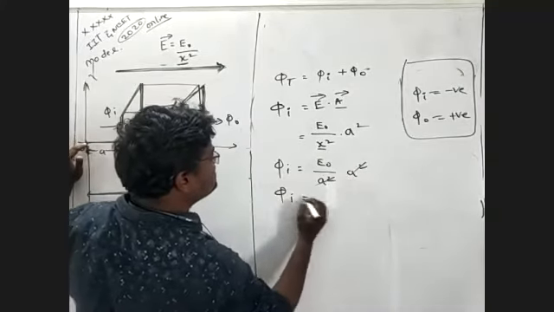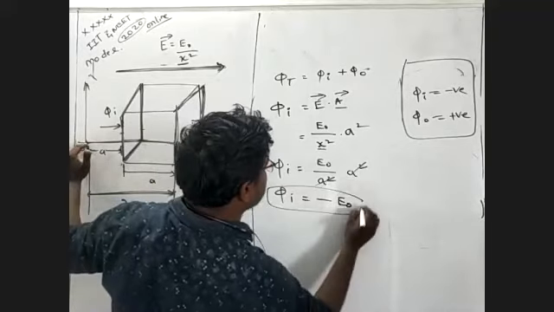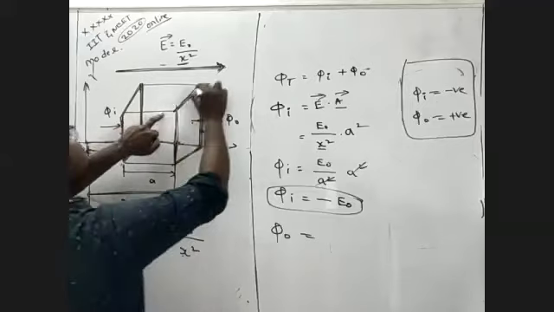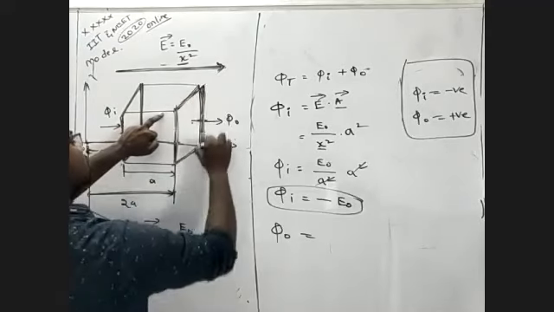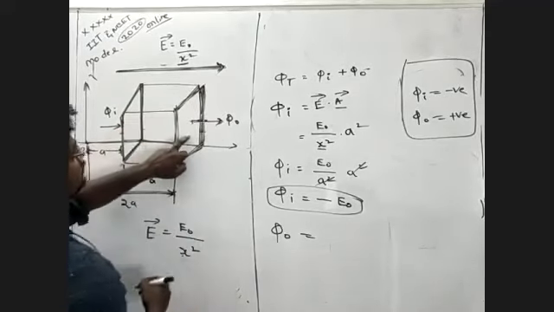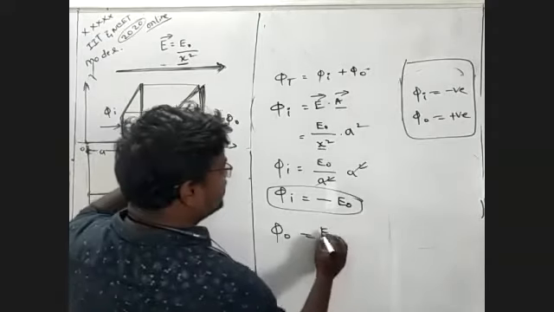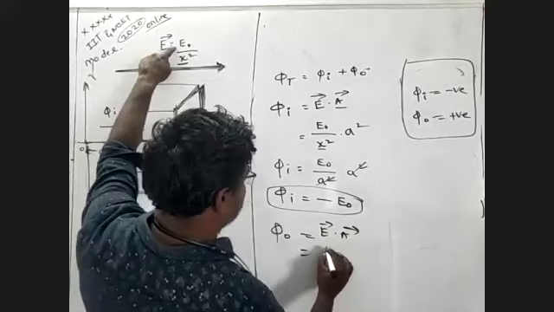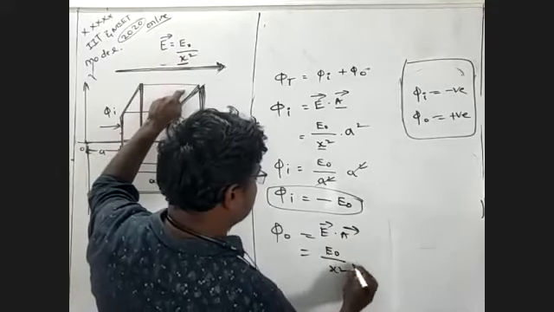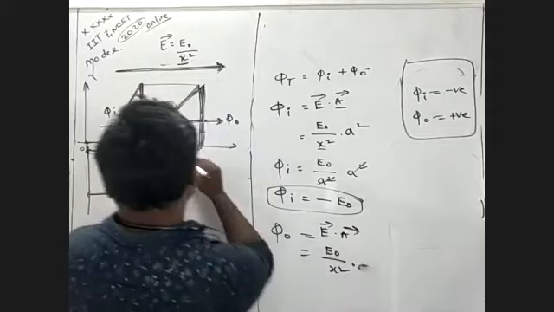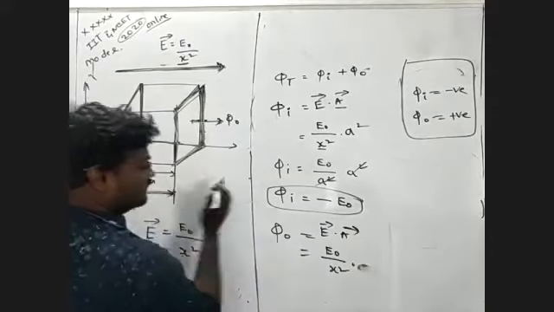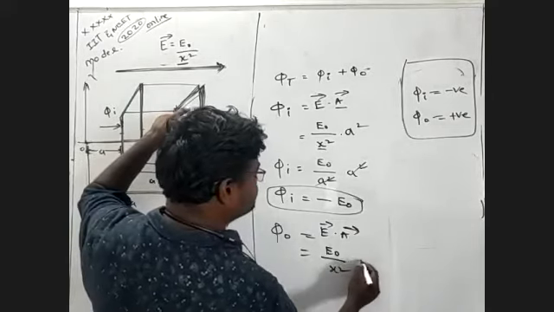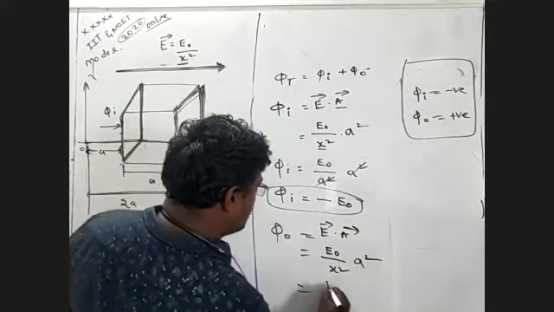So the in flux is minus E naught square. Next, the out flux means you take this square. Now E bar dot A bar. E bar means E naught by X square. A bar means the area of this square. The length is a, so the area of the square is a square.